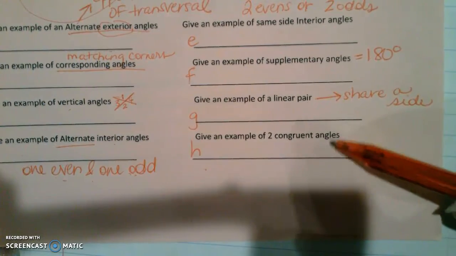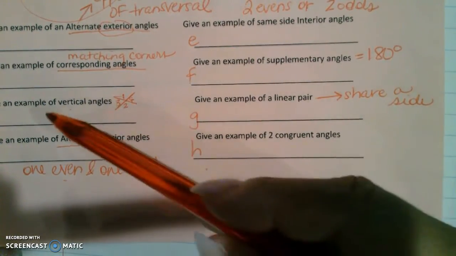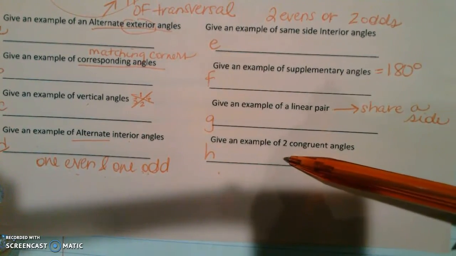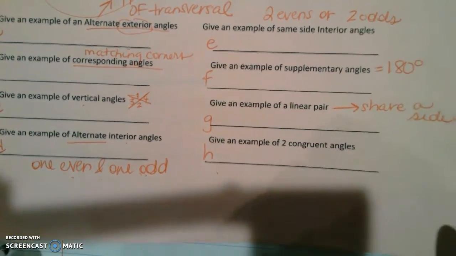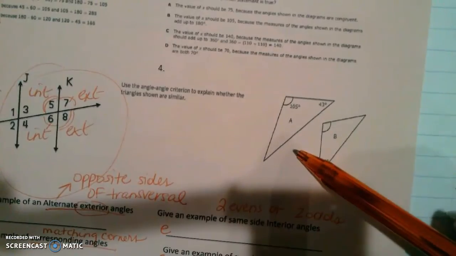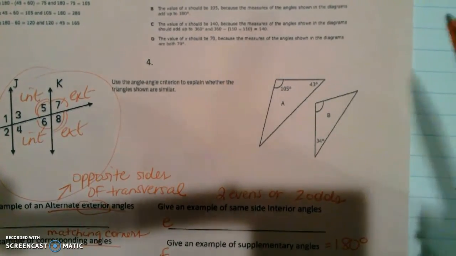And then give an example of 2 congruent angles. Again, vertical angles are congruent, corresponding angles are congruent. You can go any way you want with this answer here. All right, number 4. Oh, this is number 4. I gave you number 4 in Skyward.